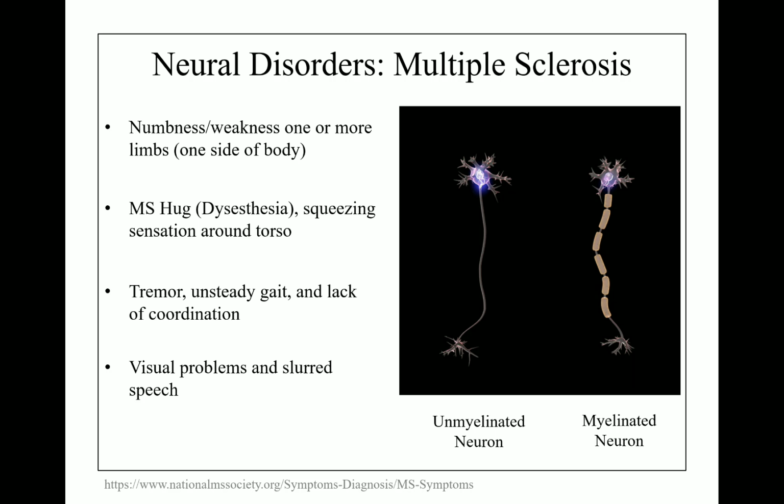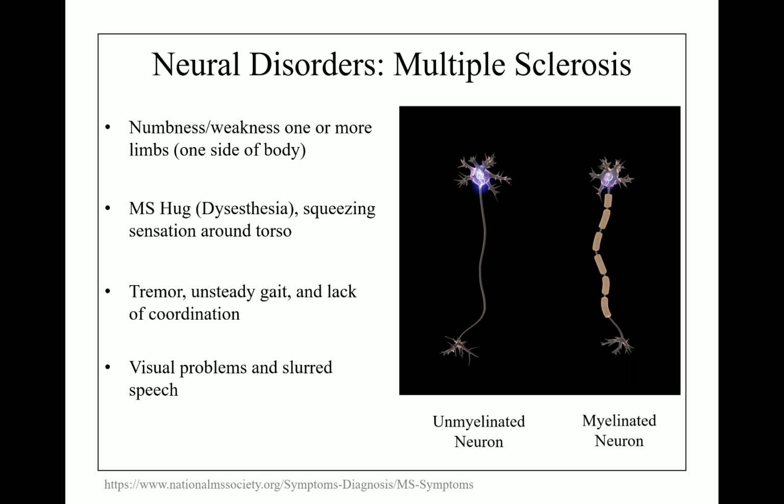Okay? So this is not on the test, but just as a side note about MS, there are a lot of different types. I believe there are four major types of MS. You can get numbness or weakness, a squeezing sensation around the torso, unsteady gait, tremor, lack of coordination. I wish this GIF was playing.